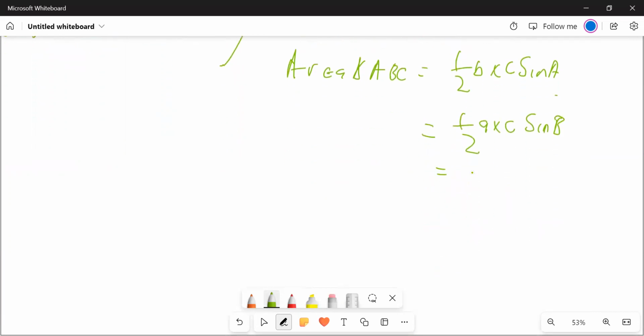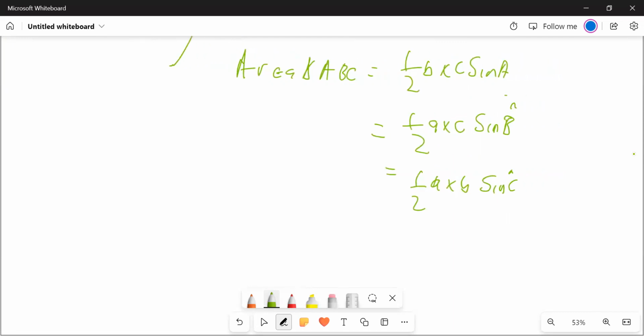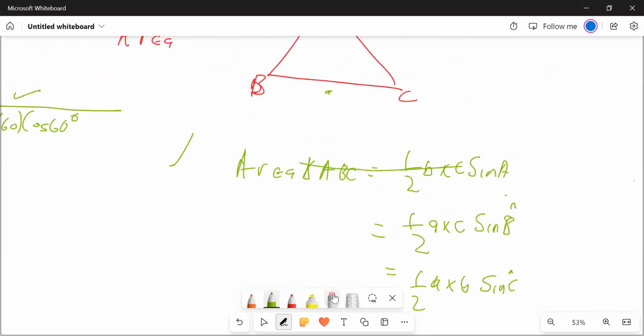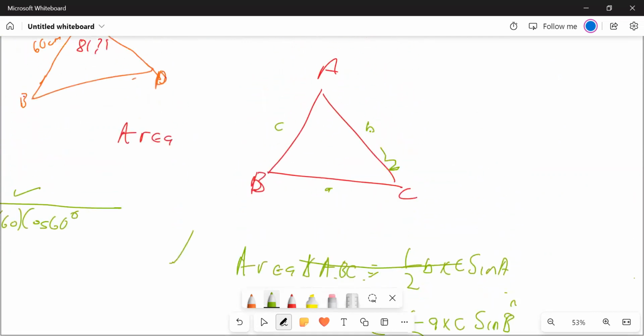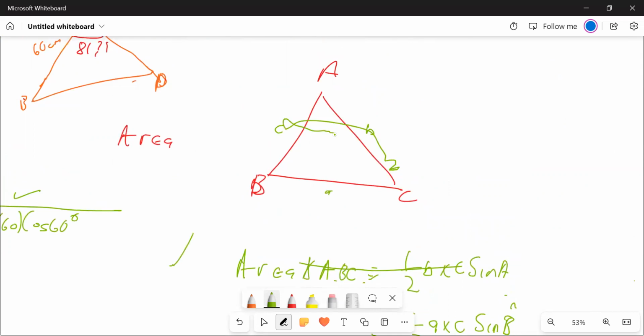And then you also have something like this. If you have half multiplied by a multiplied by b, this is going to be multiplied by the sine of C. What do you notice about this? Is there anything that you notice that you can tell me here? Look at this triangle here. If you are given triangle ABC and you are supposed to determine the area, this is what they're saying.